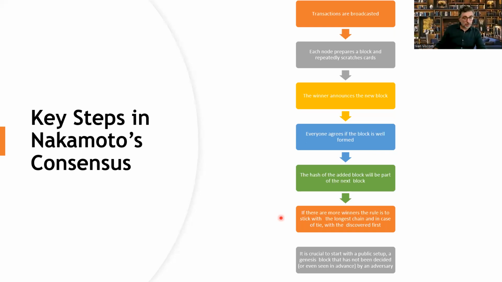It's fairly possible. And then we have to decide what to do in this case, because if there are five winners, there are 5 next blocks. Which one should I add? The rule of Nakamoto is the longest chain rule. So you add the block that you heard first. If everyone is proposing a new block, you take the one that arrived first to your computer.